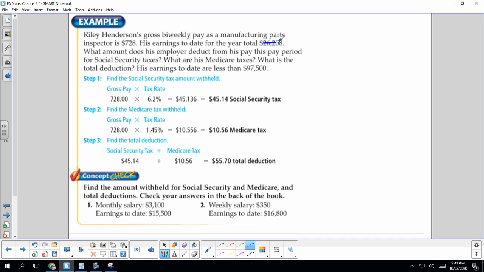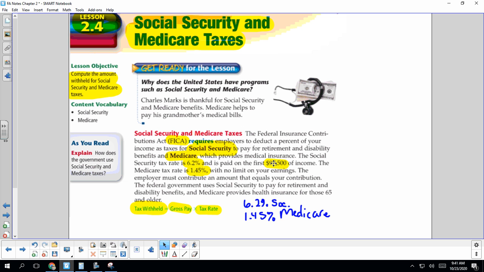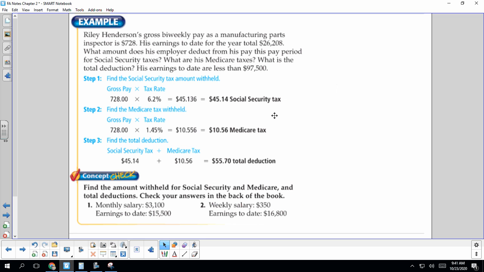They give you this amount up here, the $26,000, so you can compare it to the $97,500. If you're under this total, you do nothing. So other than that one-time comparison, we're not going to use it again. We're going to calculate Social Security taxes and Medicare taxes.